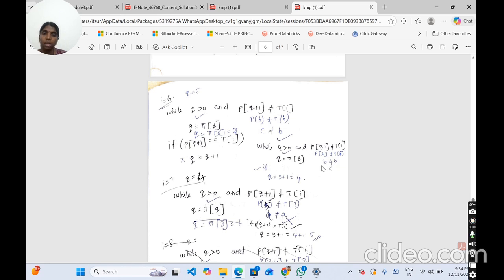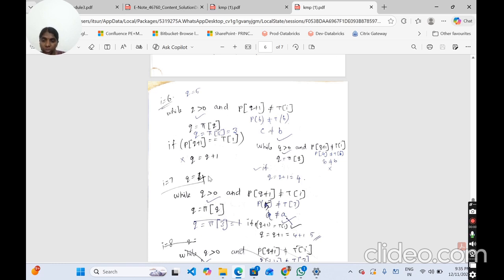It is actually matching. To satisfy this while loop, it should be not equal, so this will not be executed. When we come here, whether q plus 1 equal to t of i, that is also not satisfying. So we are dropping here and proceeding with the value. Since it is b equal to b, when the pattern and the given text are matching, q equal to q plus 1. In this while loop, this is increasing. In the first one, it is failing. So q equal to 4, we are proceeding with another.